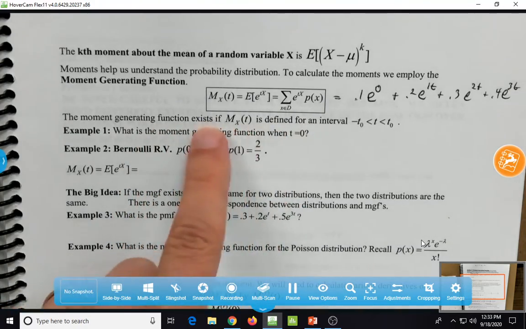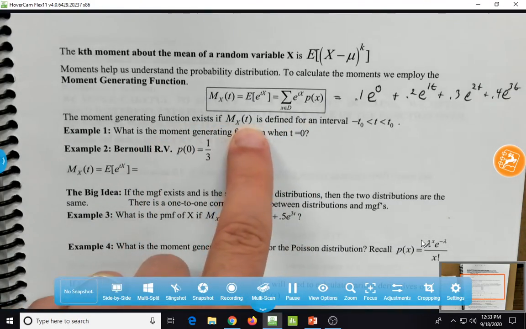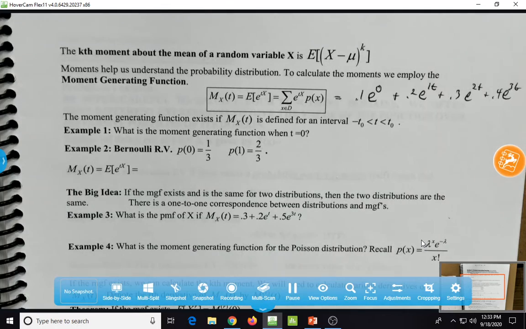So it exists if we can find some small tiny interval around the t value. Most of the time we plug in 0, but there are other times we can plug in other things as well. So now we get into some advanced calculus ideas of when such a function exists, but you do get a moment generating function for this.